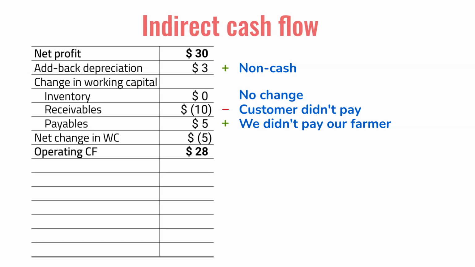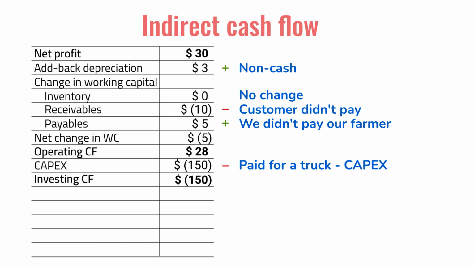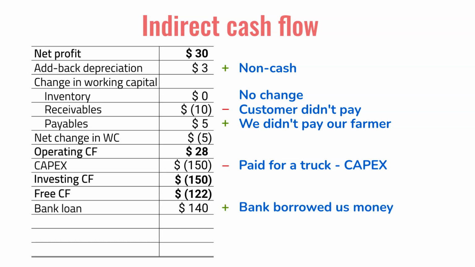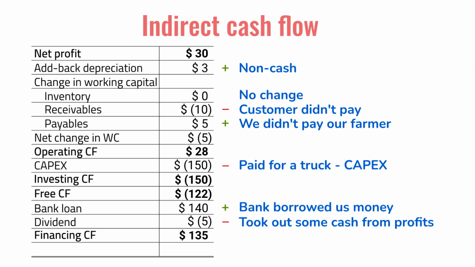We wanted to save on transportation costs and bought a truck for $150. Our investing cash flow is minus $150. Our free cash flow is now negative, minus $122. How is that possible? Well, to buy a truck we took a bank loan. The new bank loan was $140, plus $140 to financing cash flow. But we also generated some profits and decided to pay ourselves a dividend, minus $5. Total financing cash flow is now plus $135.